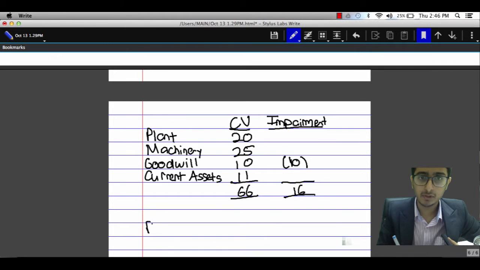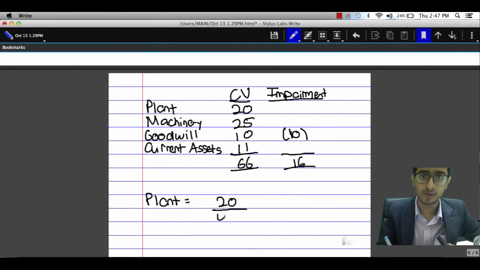Okay, now when it comes to plant, this is how I am going to allocate my impairment. Plant has a carrying value of 20. Now, as I said, we do not allocate impairment to current assets, so I cannot take into account the 11. And I cannot also take into account the 10 goodwill. Why? Because I've already impaired the full amount. So can I say that now I have a remaining of 45? Yes. And my remaining impairment, after deducting goodwill 10, is 6.